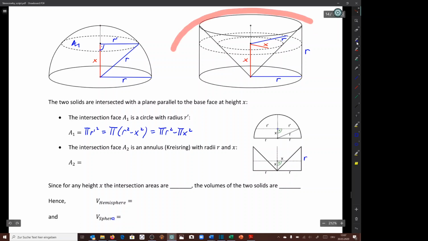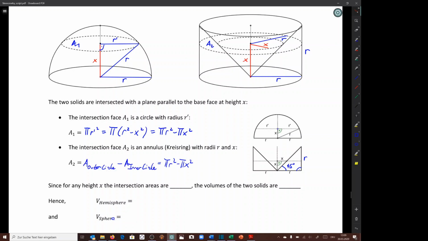Let us now look at a vertical cross-section through this solid, and we get this picture here. This part here is an isosceles right triangle, because we have the same length here, r and r. So this angle here is 45 degrees, which means that also this angle here is 45 degrees. And so this here is an isosceles right triangle, and hence this length is the same as this, so it is x.